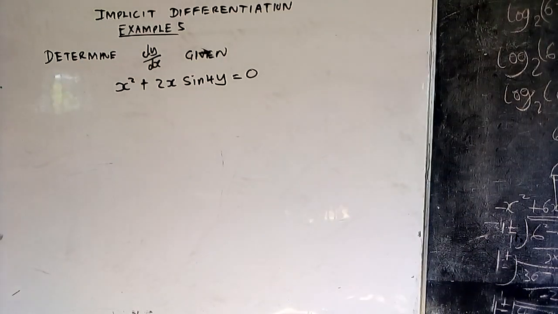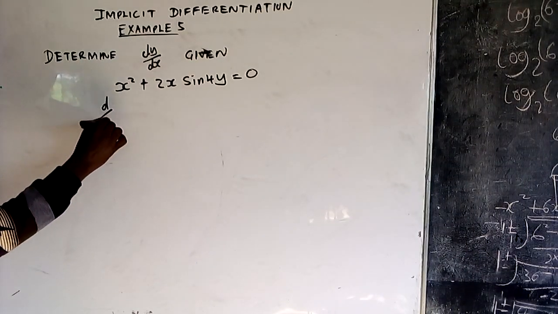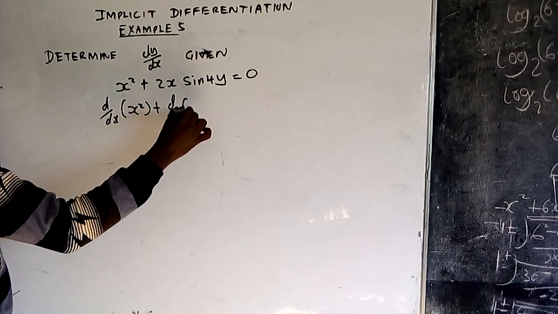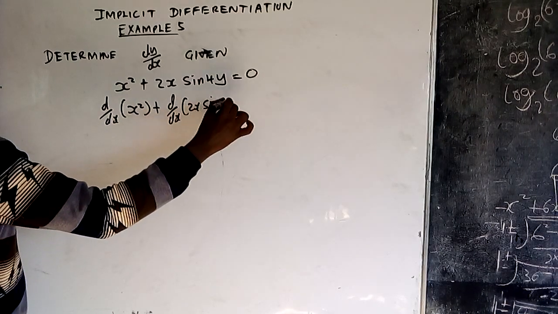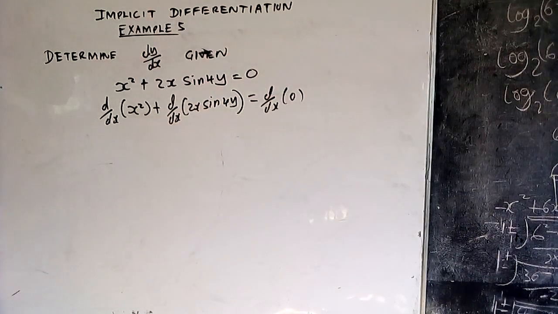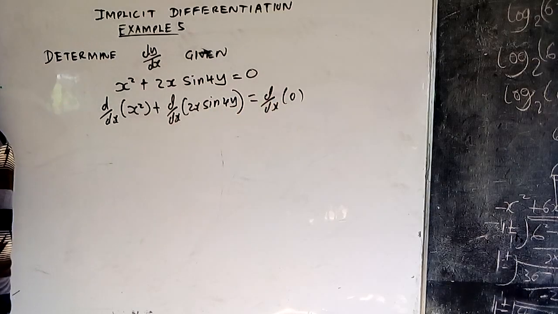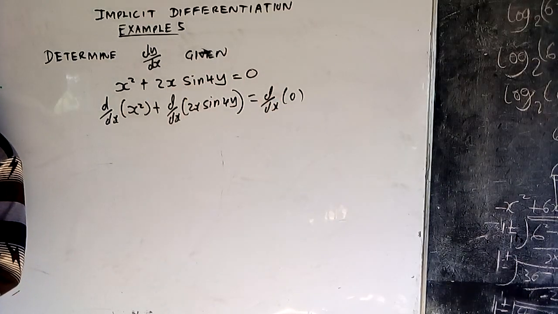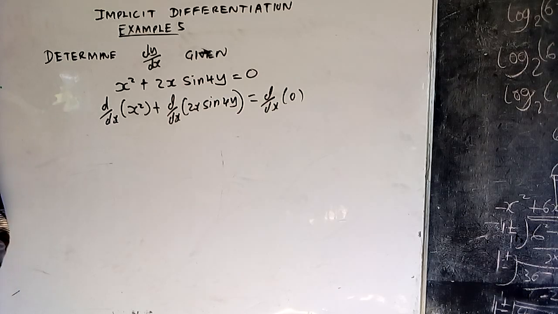Is that okay? So the first term here is x squared. We introduce d/dx of x squared plus d/dx of 2x sine 4y to be equal to d/dx of 0. You've introduced d/dx on both sides of the equation, meaning you are differentiating with respect to x. Are we together? Then you start.